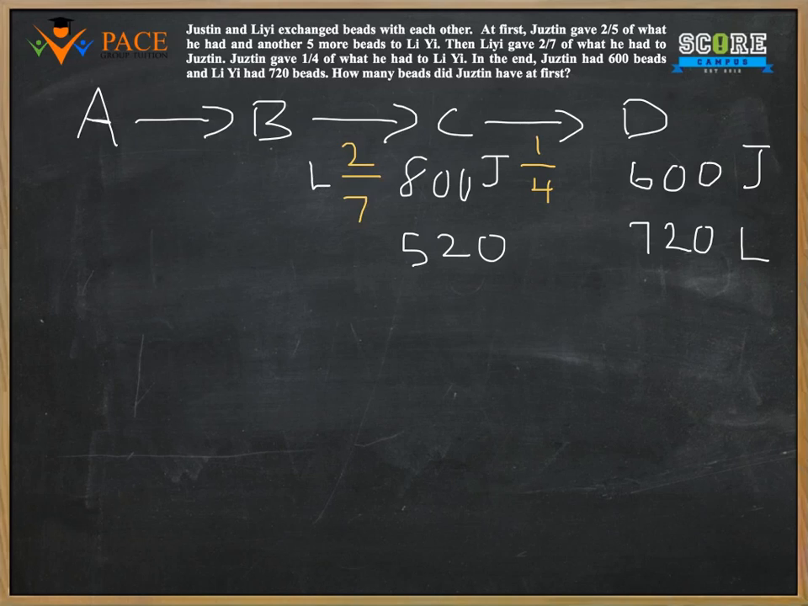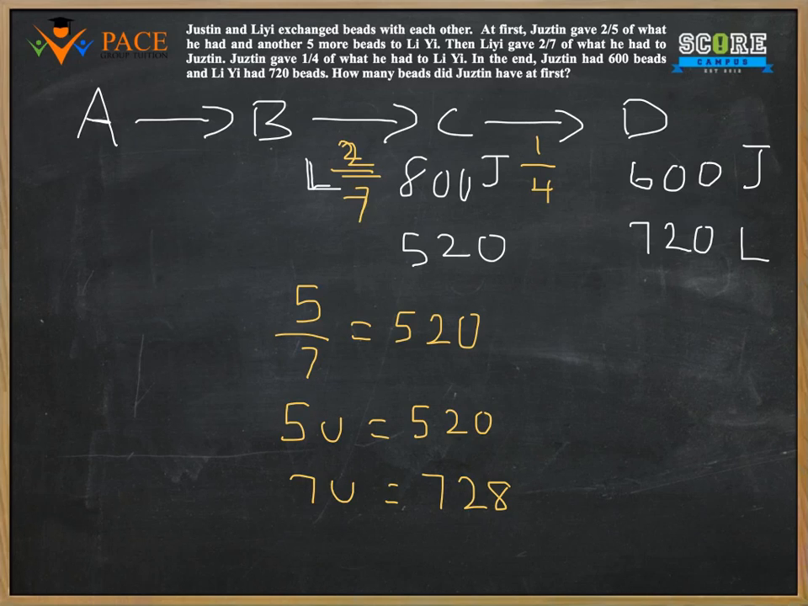Now from C, we are going to B. At B, Lee gave 2/7. Remember that for the B to C transition, Lee gave 2/7 of what he had to Justin. Alright, boys and girls, you can see some extra working here because Lee has now given 2/7 of her beads away.